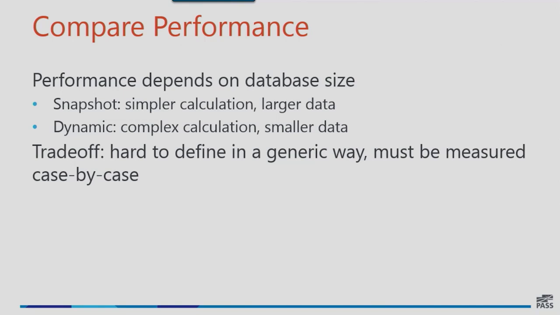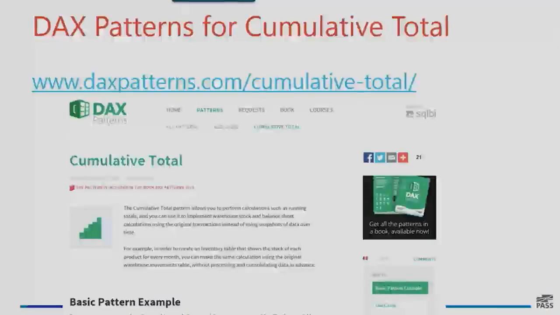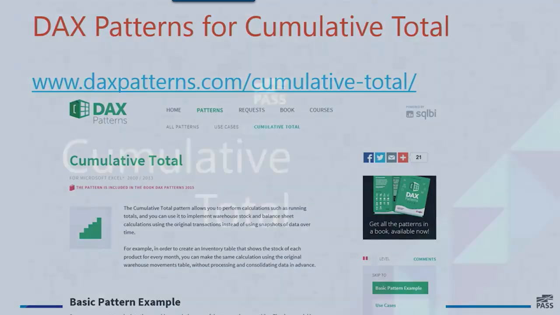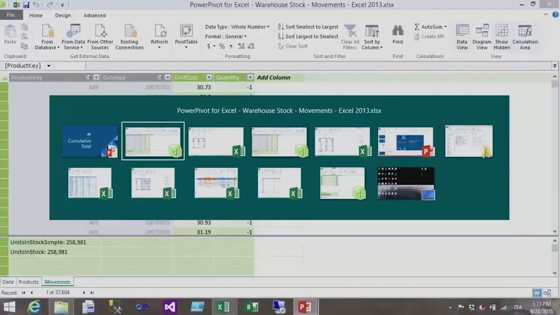We have to implement a particular DAX formula. Is it better than the snapshot or not? It depends. This part is already described in a pattern on the website daxpatterns.com. It's called the cumulative total, and I show you now how it works.